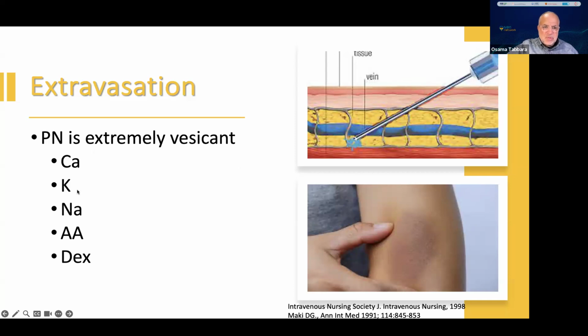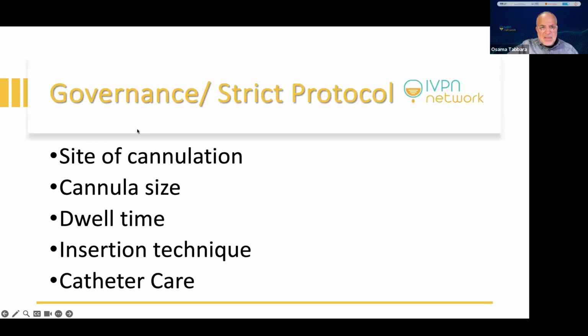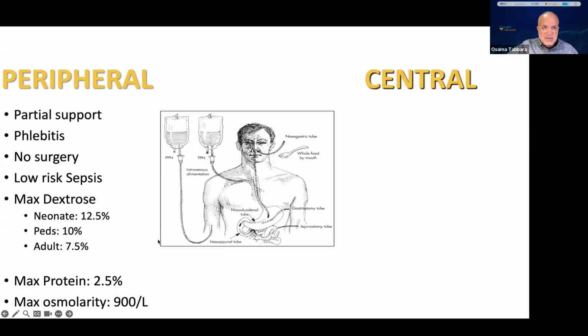Potassium adds to isotonicity, and it's very vesicant as well, very irritant to the veins physically. Sodium contributes a lot to the tonicity, as well as amino acid and dextrose. Up to 45% of patients on peripheral parenteral nutrition really suffer from some kind of phlebitis. That's why we have to have a strict policy for site of cannulation, cannula size, dwell time, insertion technique, and catheter care.